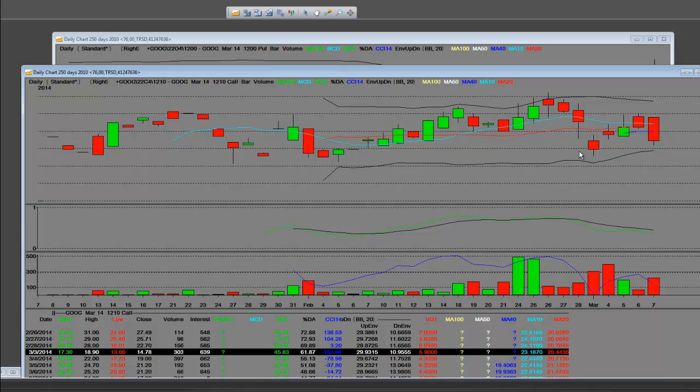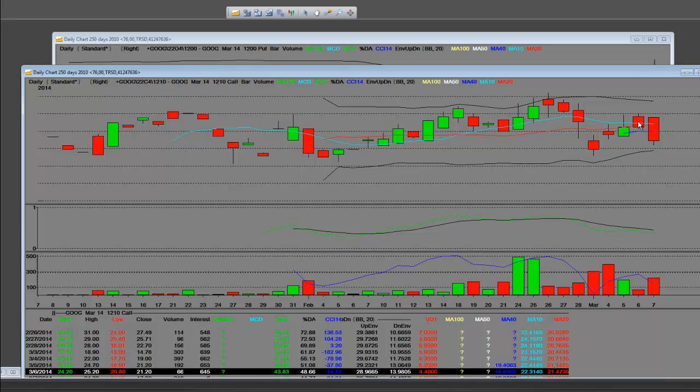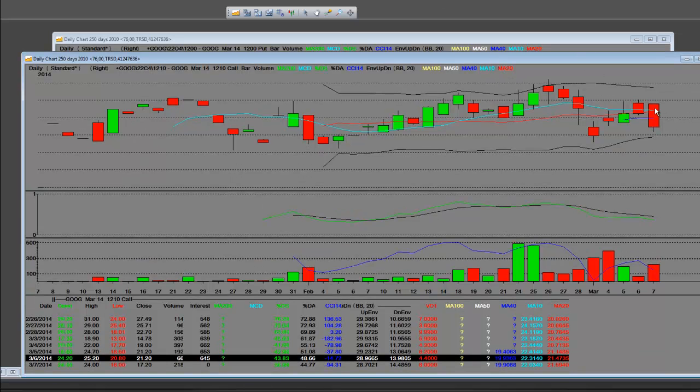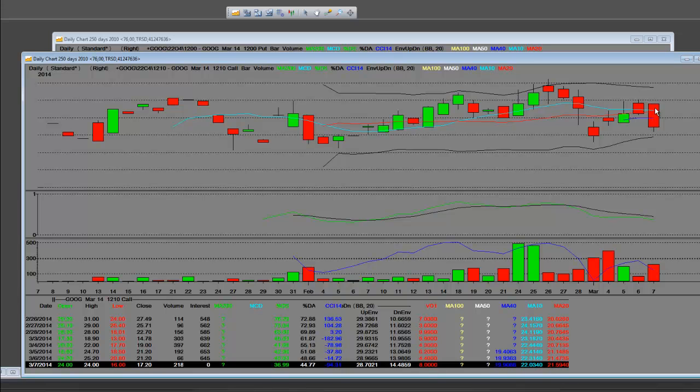We rallied up within a 5-day range of it, and we made a high on the 1210 call at $25.20. Now, having said that, when Google got in its trading range on Friday, the high of this $1,210 call now was exactly $24. And let us not forget that the low was 16, and on a closing level of Friday, this contract closed at $17.20.